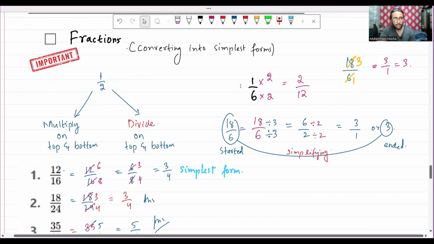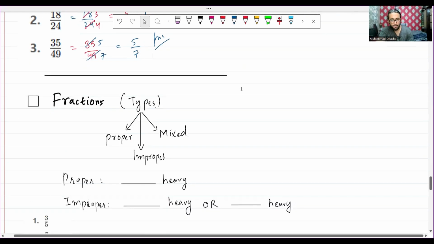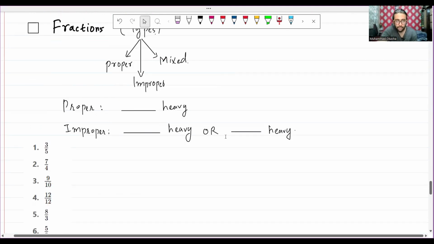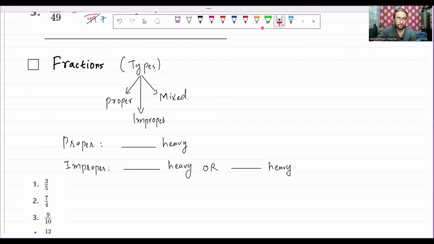Okay, now let's talk about the types of fractions. We have 3 types of fractions: a proper fraction, an improper fraction, and something called a mixed fraction. What are they? There's a way of remembering that I use, and that is proper is bottom heavy. The denominator should be stronger. It should be heavy from the bottom.